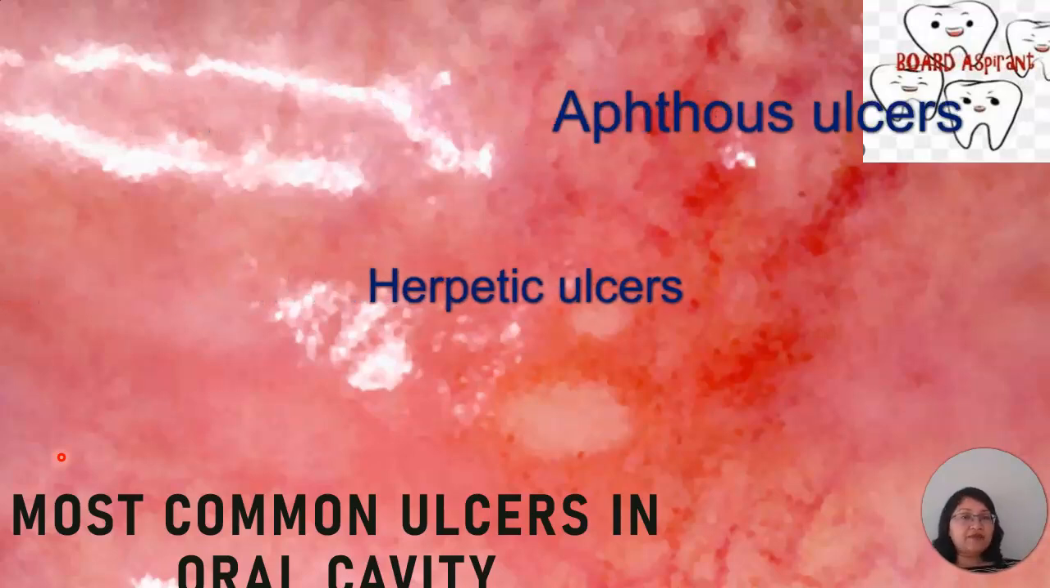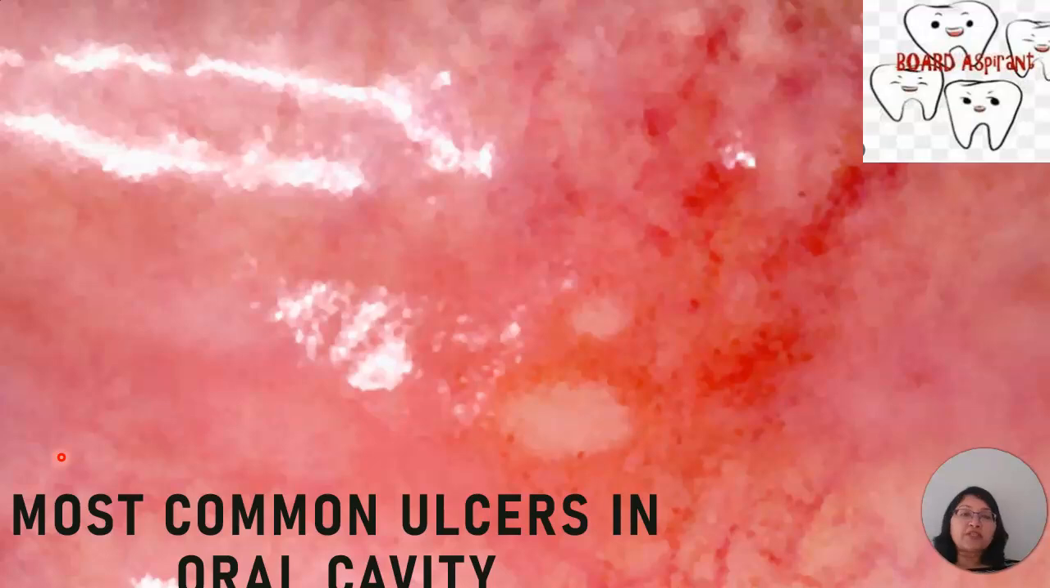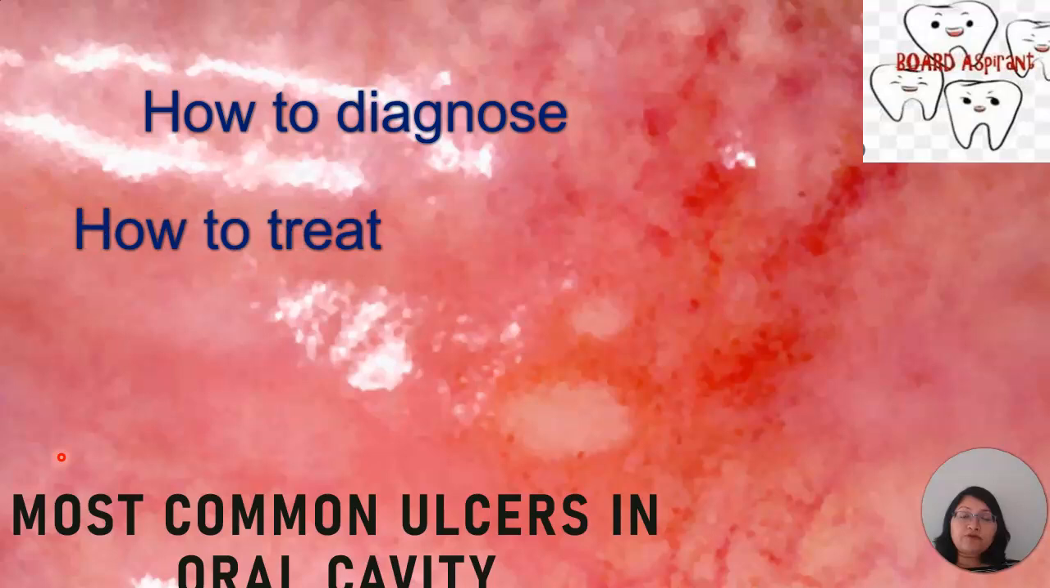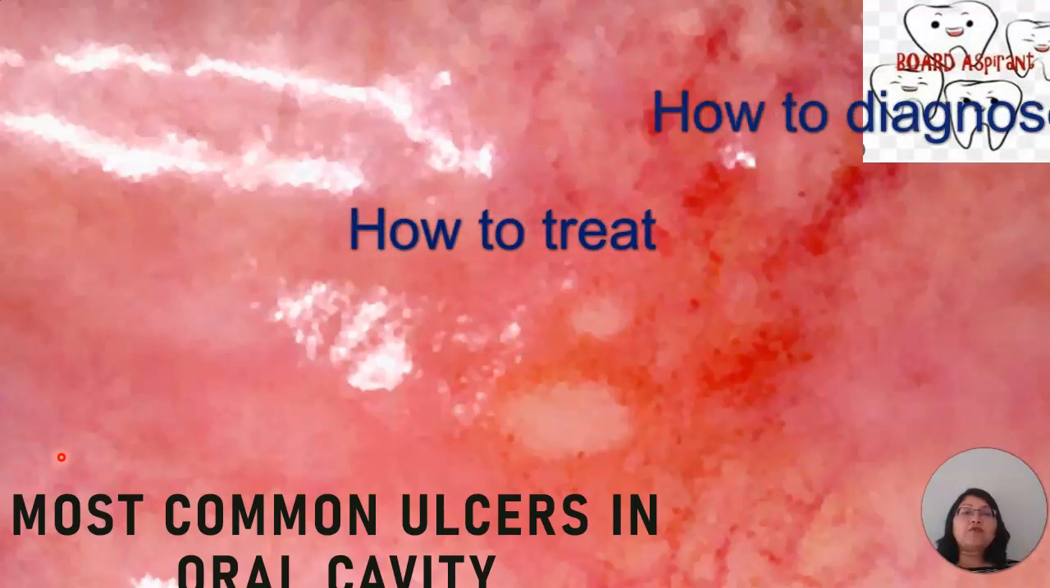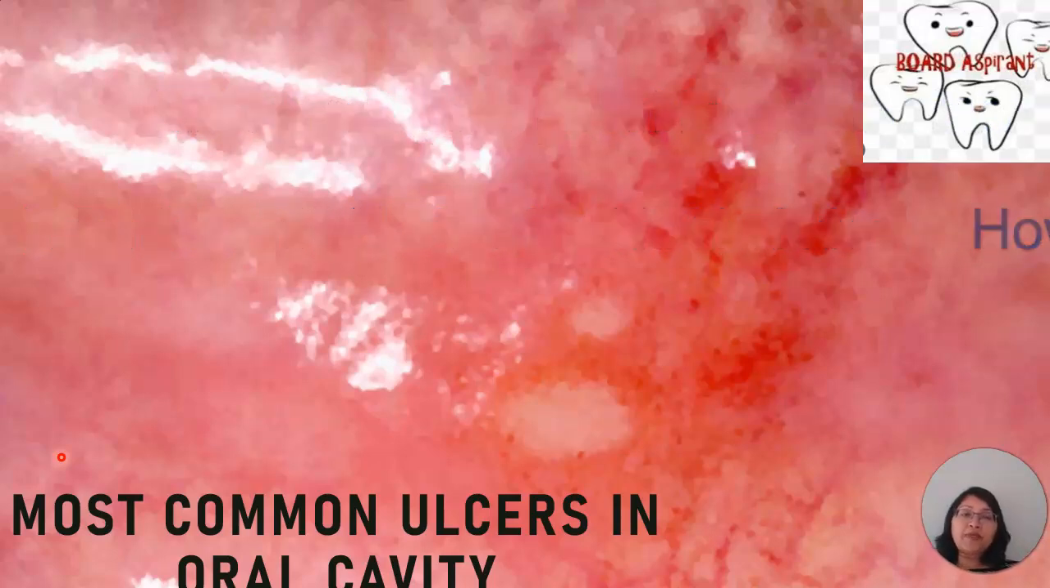And it's very difficult, believe me, initially when you are starting out, or even if you've been practicing for a long time, sometimes it does become difficult to understand if it's an aphthous ulcer or a herpetic ulcer. In this video, I'll discuss how to diagnose an aphthous ulcer and how to treat it, and the same goes for herpetic ulcers.